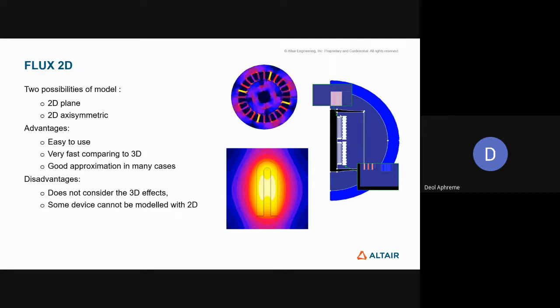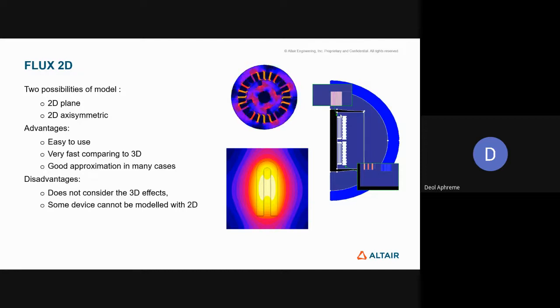In today's world, not a lot of components are the same along a single axis, because we have lots of advancements, design changes, and patents being thrown into design components. You get a good approximation in many cases, but 3D will definitely be more accurate. So the disadvantage is 3D effects, for example, the end ring of an induction motor cannot be considered here, or the end winding of a generator and its effect, or the magnetic circuit effects of an actuator or a sensor.